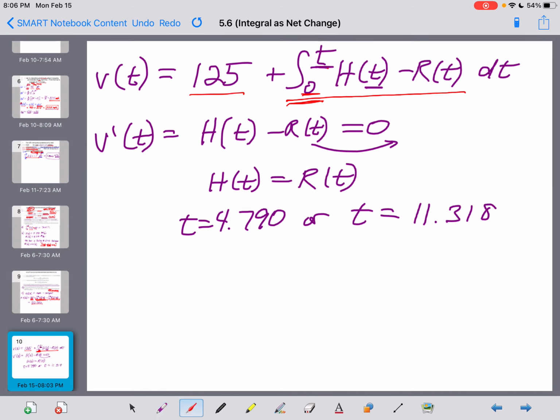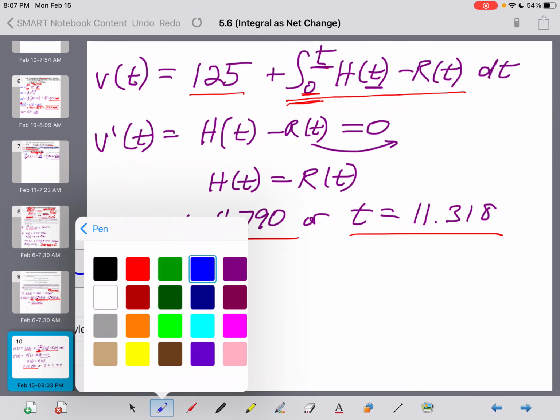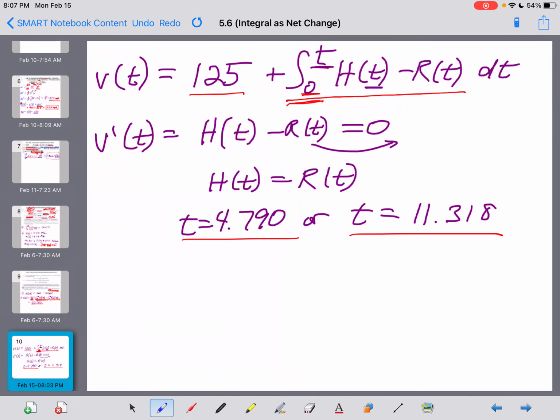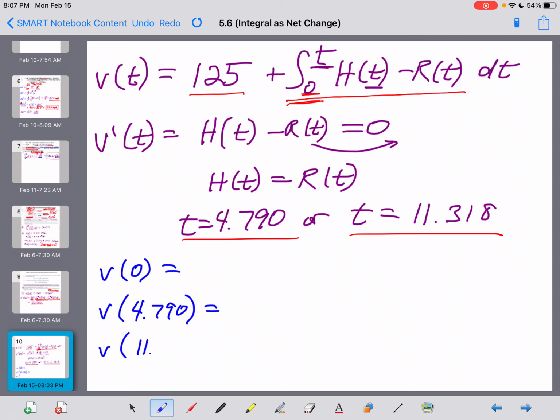So what we found here, everybody, are 2 critical points, and we also need to consider the volume in the tank at the endpoints as well. So we are going to have to measure 4 different volumes here: V of 0, V at our first critical point of 4.790, V at our second critical point of 11.318, and also volume at the end of this experiment, which is going to be 12.